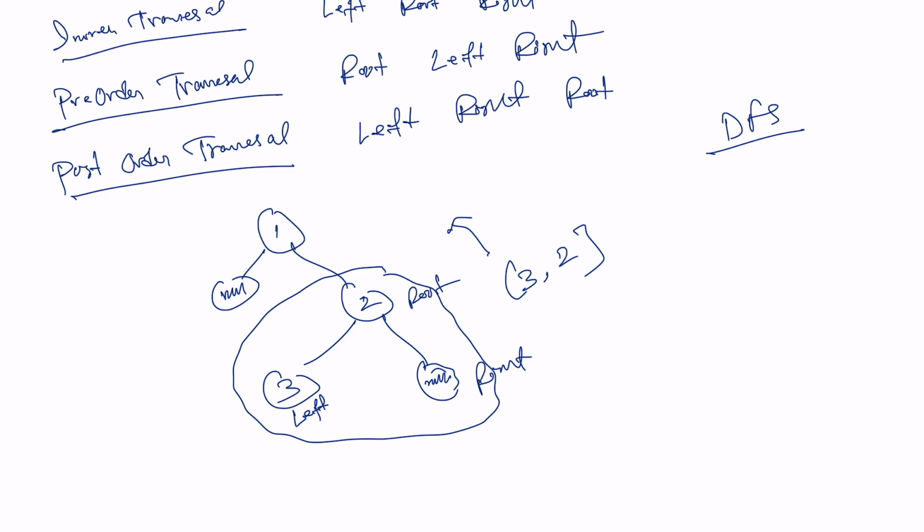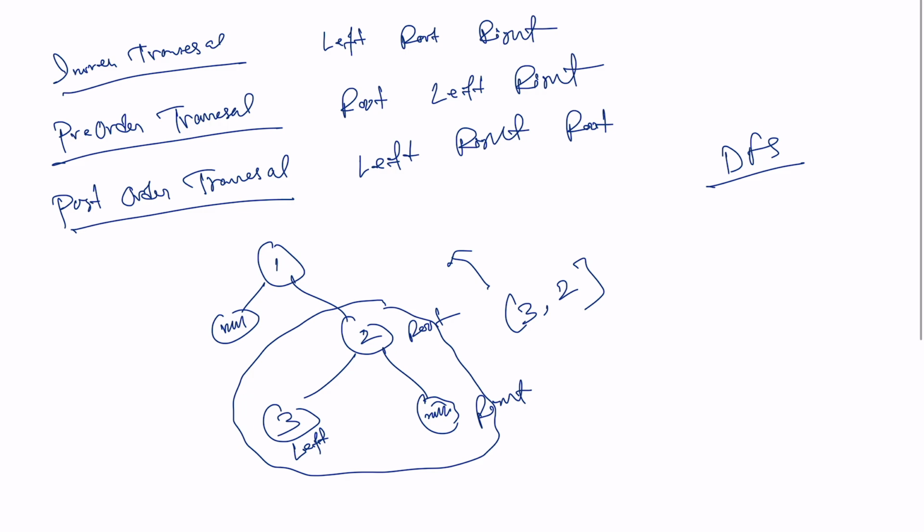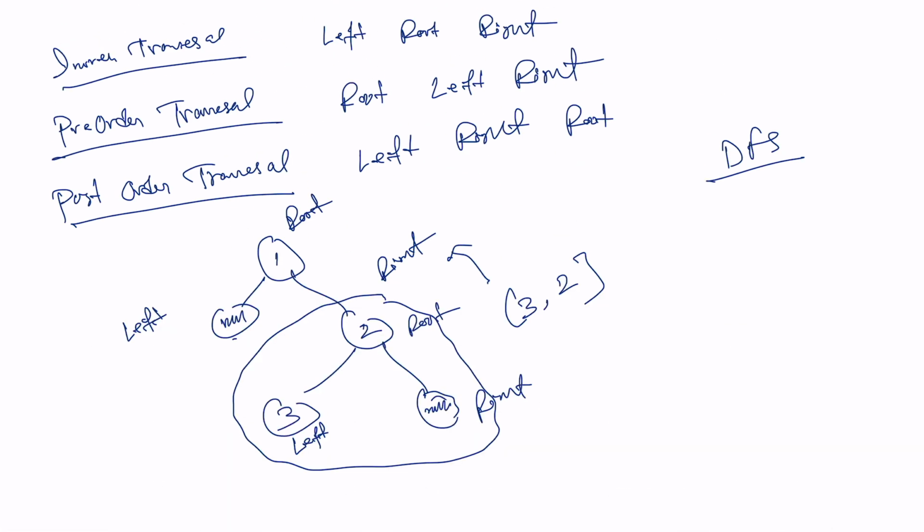Now let's imagine this is our right node, and this is left, this is root. Again left, root, right. So left is null, root is 1, right is 3, 2. Simply we will put null, we can exclude it, so 1, 3, 2. So this is our in-order traversal.